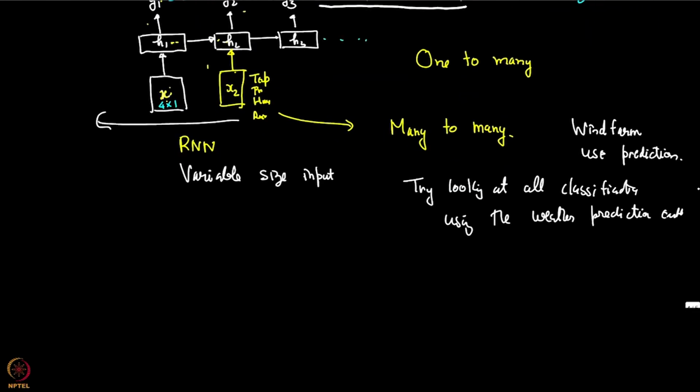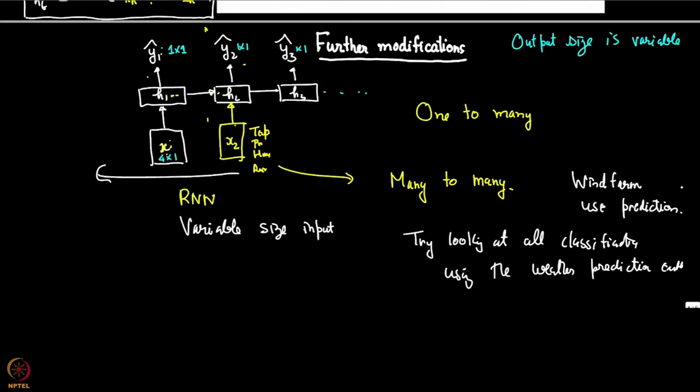Now, before I end this video, I want to give you some idea of the numbers that will actually exist in this. So, let us take H2. H2 will be f of, or let us say tanh of W_HH H1 plus W_XH X2 plus, in general we should add a bias unit. I will talk about this in the next video.